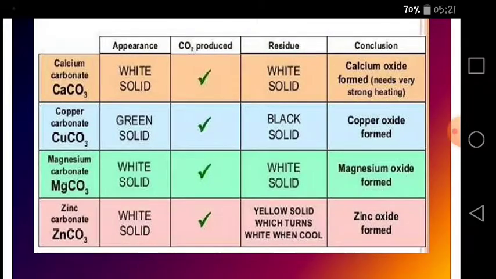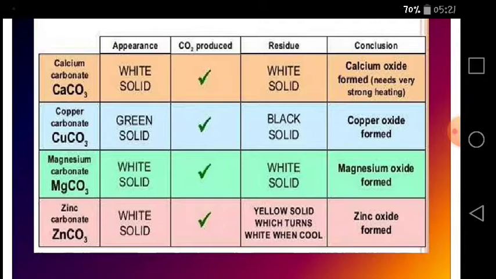You can see the calcium carbonate, its appearance is white solid. Carbon dioxide is produced, meaning the gas which is coming out from this carbonate after heating is going to turn the lime water milky. The residue which is left is again white solid. Conclusion: calcium oxide formed, but it needs very strong heating. Copper carbonate, green solid, carbon dioxide is produced, and the residue which is left is of black color. And the conclusion is that copper oxide formed.